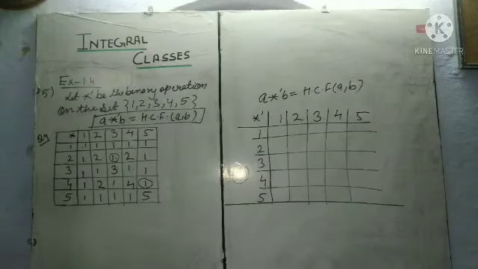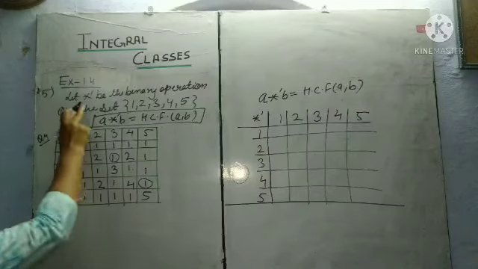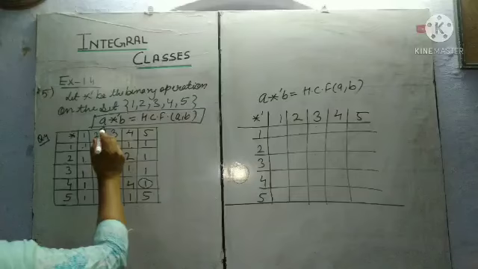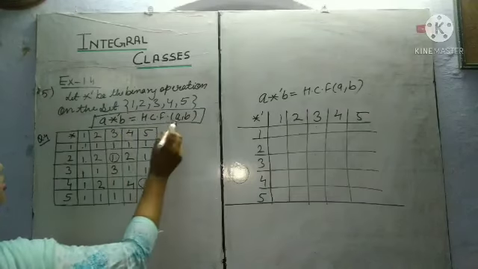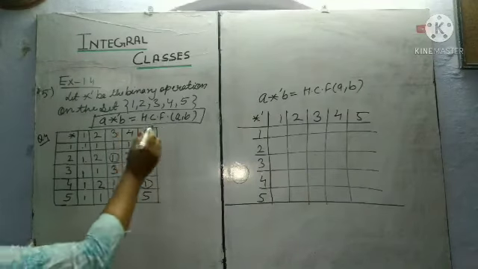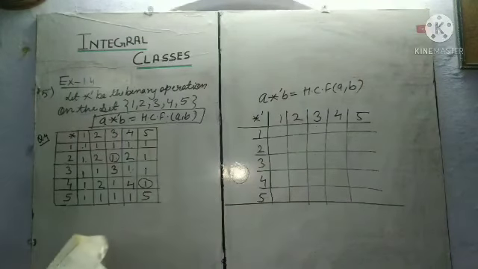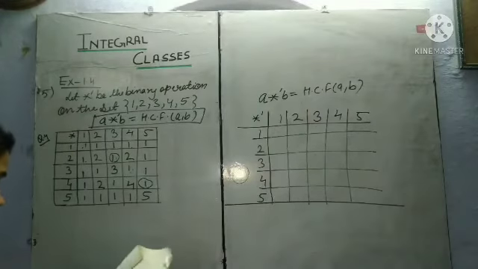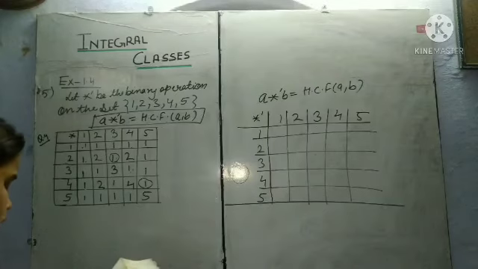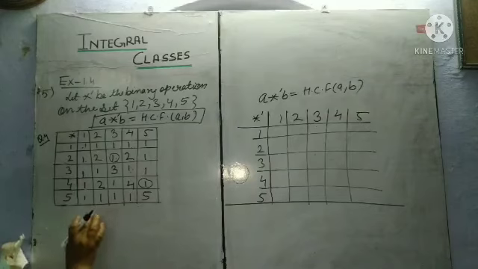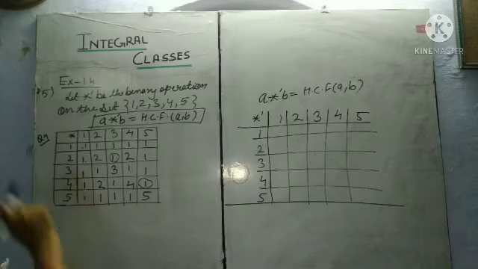In question number 5, we are given, student, star dash as a binary operation on the set 1, 2, 3, 4, 5, and the operation is given as A star dash B equal to HCF of A and B. It means we will take the HCF of A and B and write the answers in this table. The question is: is the operation star the same as star dash defined in exercise 4 above? Justify your answer.